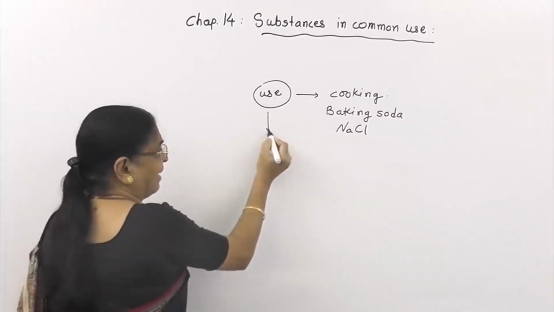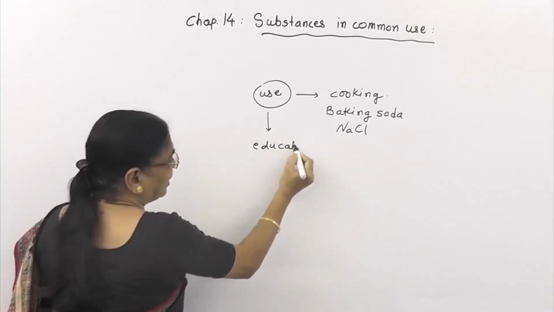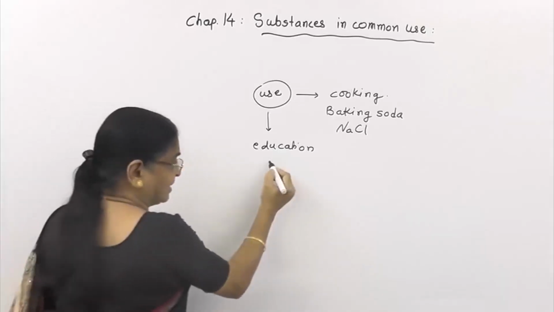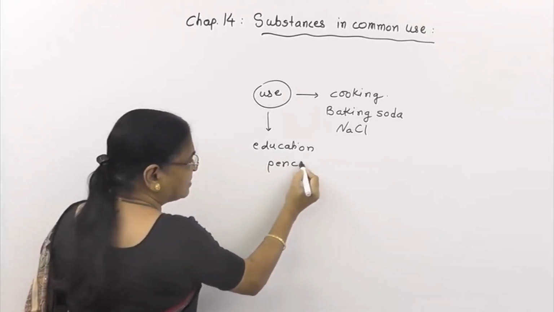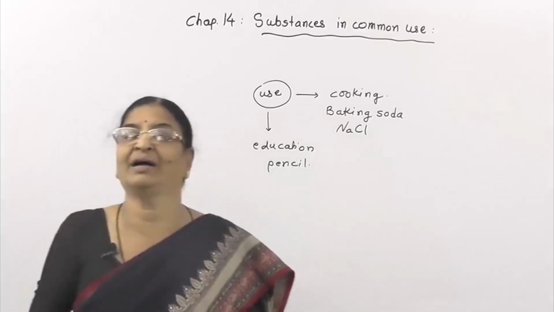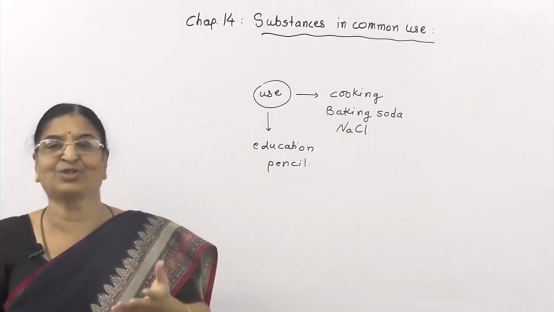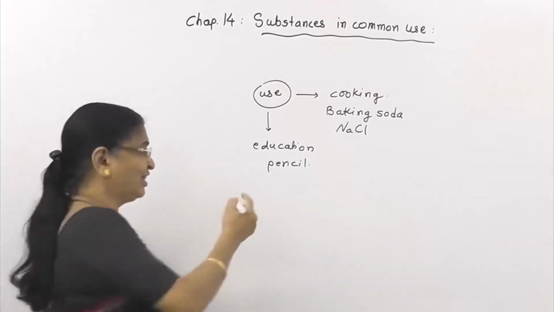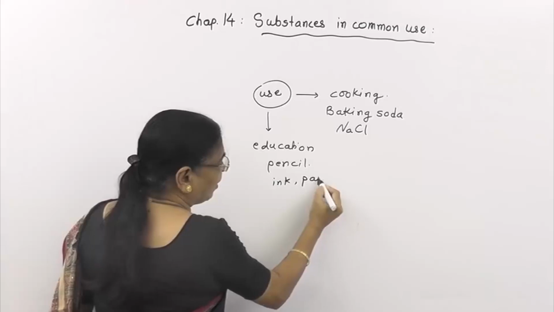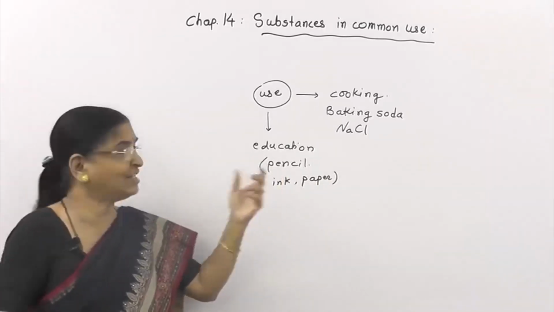But other than that, suppose for our education, what do we need? For education, we use different types of pencils. These pencils are made up of one of the important non-metals, that is carbon. Then the ink also, then paper. These are all substances chemically prepared in different industries.